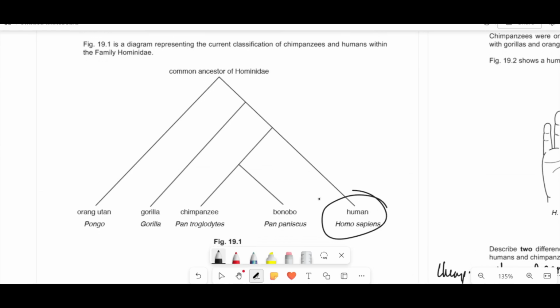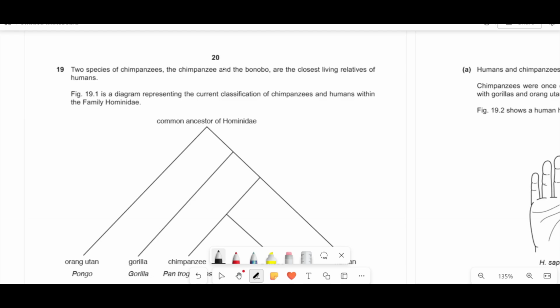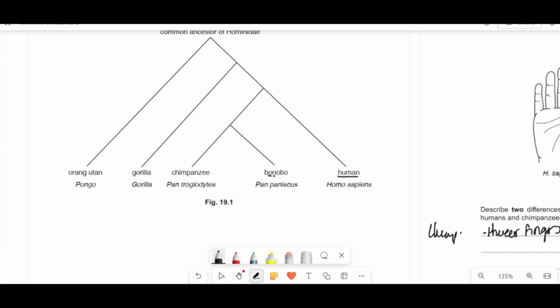Here we are, right? Now remember that the question told you that we've got two species of chimpanzee, the chimpanzee and the bonobo, right? So if you have a look here, humans, bonobo, and chimpanzee. Obviously, bonobo and chimpanzee are more closely related here, but you see humans shared a common ancestor with them and came off the same branch.